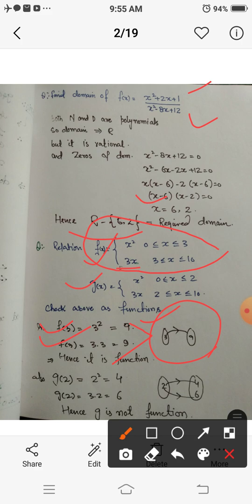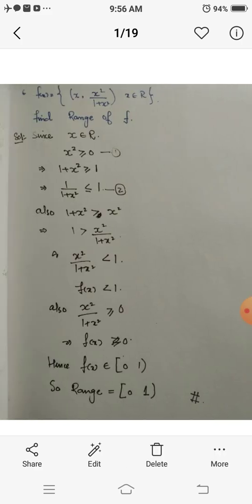Now if we consider the second one, we will check the behavior at 2. The value of 2 under g of x is firstly 2 square, that is 4. The second one, g of 2 is 3 into 2, that is 6. This means that g maps 2 to two different elements, 4 and 6, which implies that the uniqueness is altered. When uniqueness is altered, the given relation is never a function, it is simply a relation. Hence in this case f is a function, but g is not a function. So this completes this question.